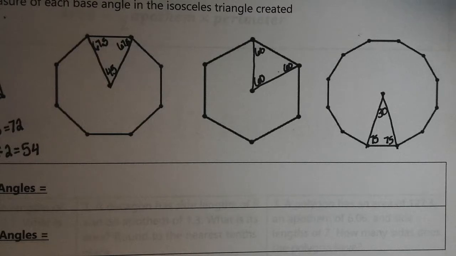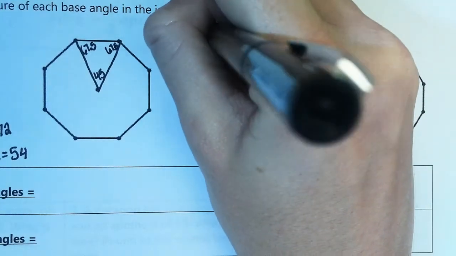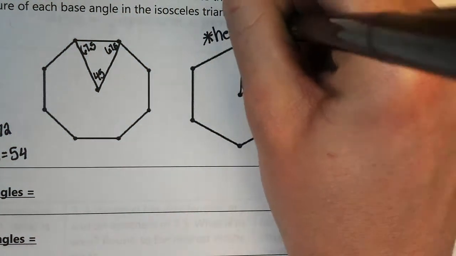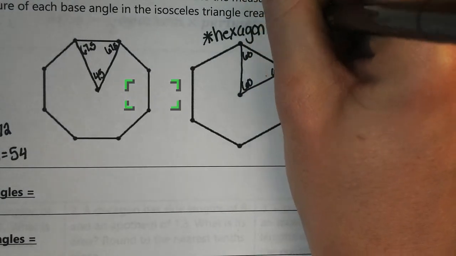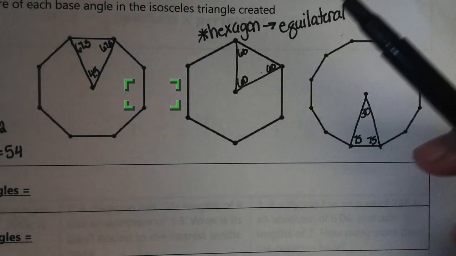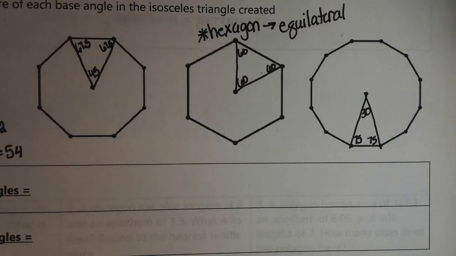So here's what I got for the other 3. We have a 45-degree angle, 67.5, and 67.5. We have a 60, 60, and 60. That's our hexagon, so it makes an equilateral triangle. And I want you to jot that down. Hexagon creates equilateral, which means it's equiangular as well, so all 3 angles are 60. And then this final shape was 30, 75, and 75.